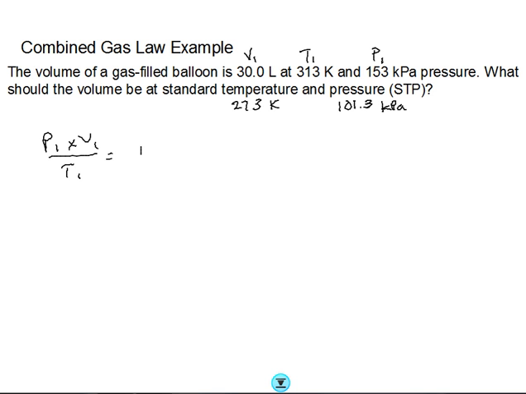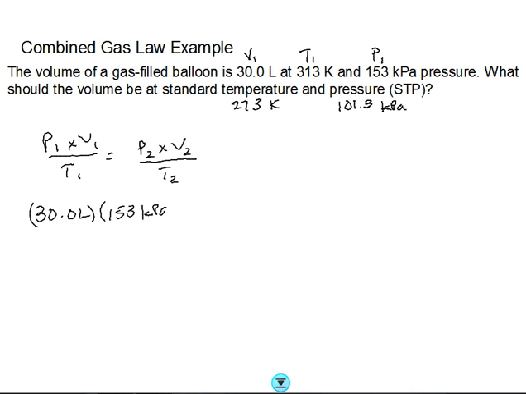All right, so we're going to write down the equation. P1 times V1 divided by T1 equals P2 times V2 divided by T2. And we are solving for V2. So let's start plugging in our numbers.